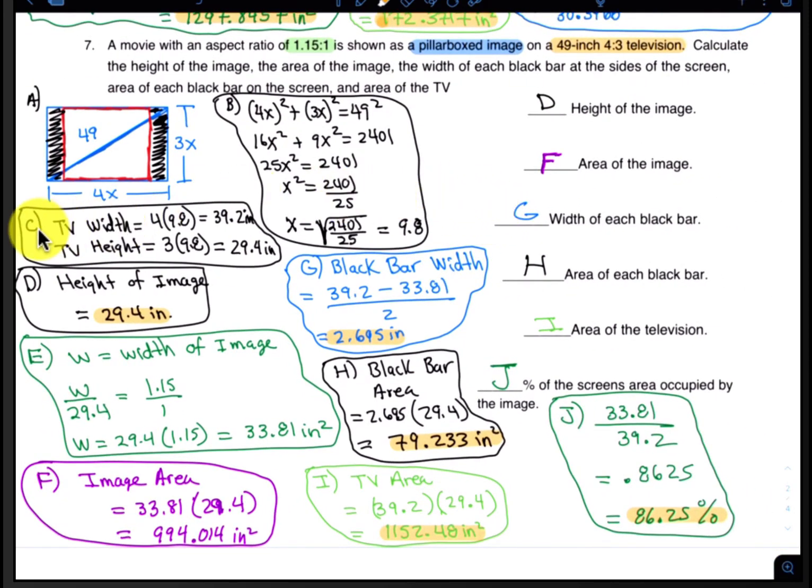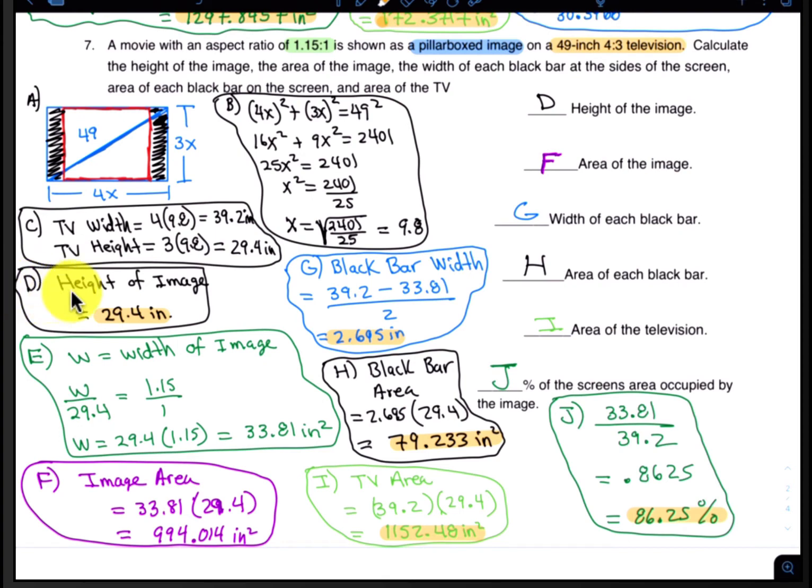Moving on to section C, we can find the TV width and the TV height. The TV's width is 4 times x, or 4 times 9.8, which gives us 39.2. The TV's height is 3 times x, or 3 times 9.8, and that's 29.4 inches.